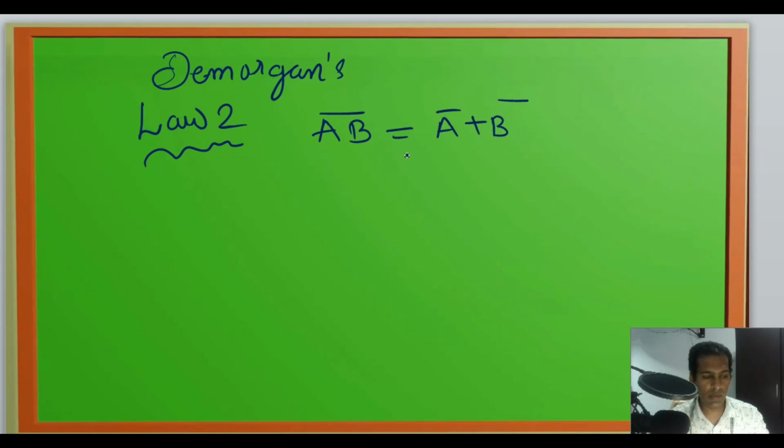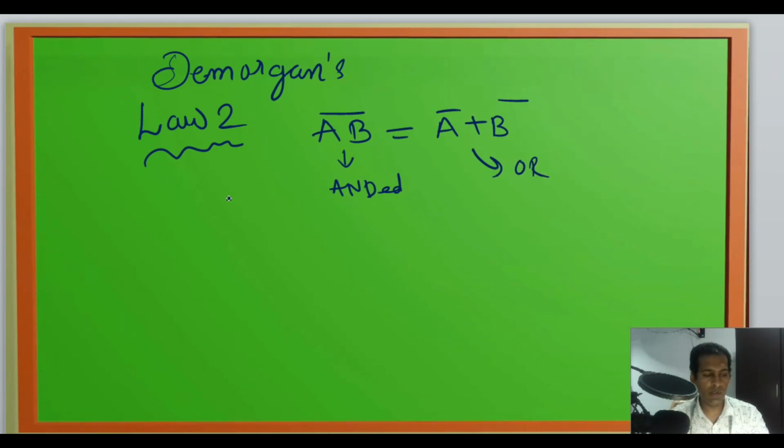Now this law states that the complement of the product of variables is equal to the sum of their individual complements. That means the complement of two or more variables ANDed together is equal to the sum of the complement of each individual variable.